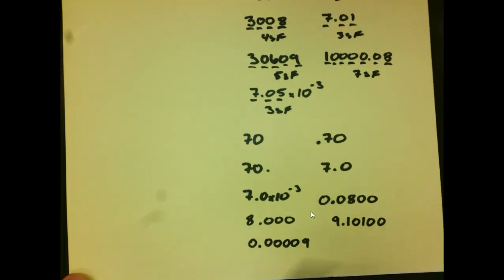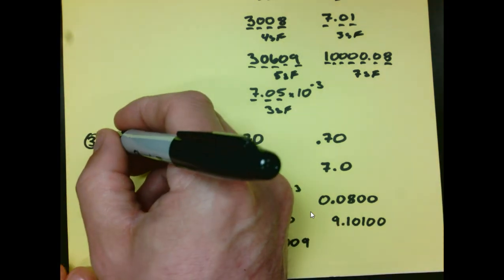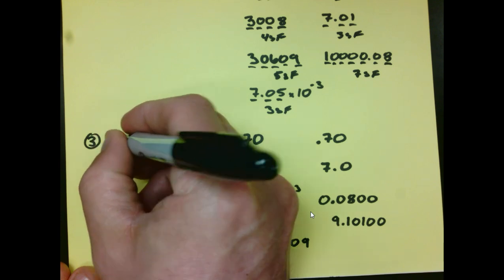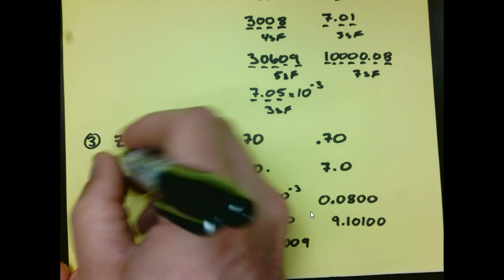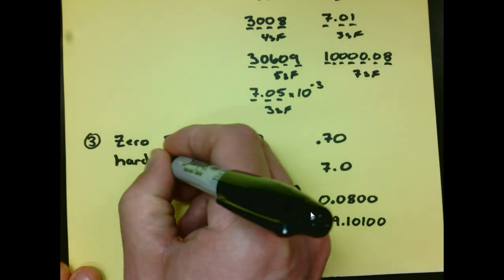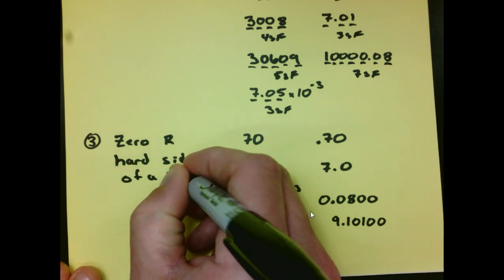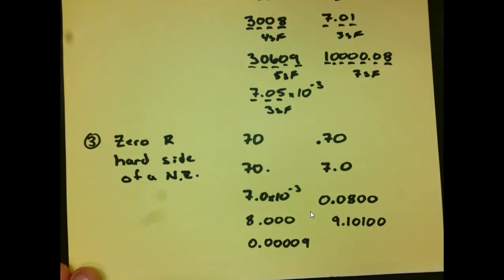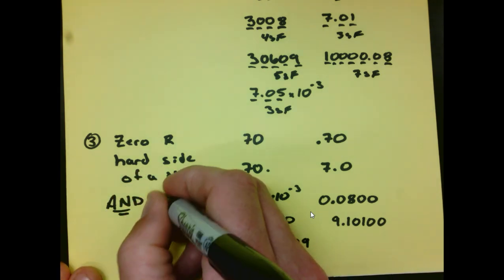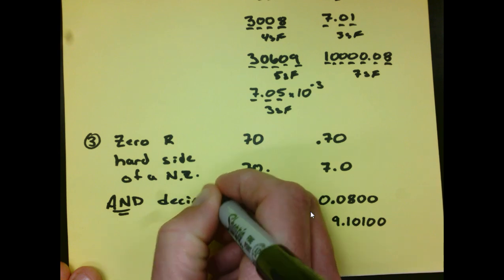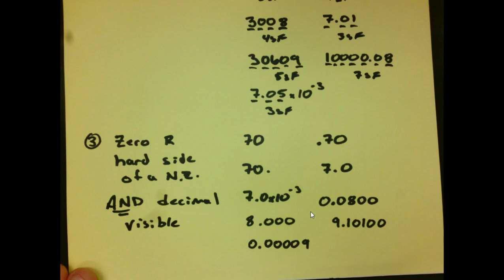Our third rule, and this is the most difficult rule for students, is this. If you have a 0 that's on the right-hand side of a non-zero, so that's the NZ again, and this condition also needs to be met, you see a decimal anywhere. The decimal is visible. You can see a dot. The zeros are going to count.